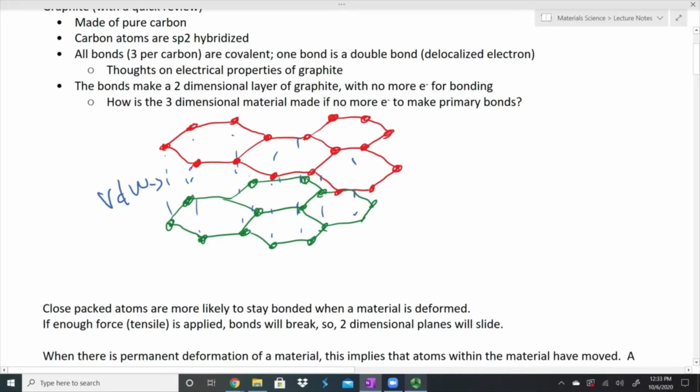They're weaker, they're not as strong as the covalent bonds, so as we apply this force, what's going to happen is these planes are actually going to slide apart. And that's what's going to cause the material itself to deform.